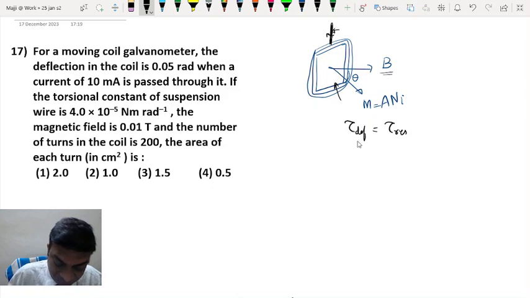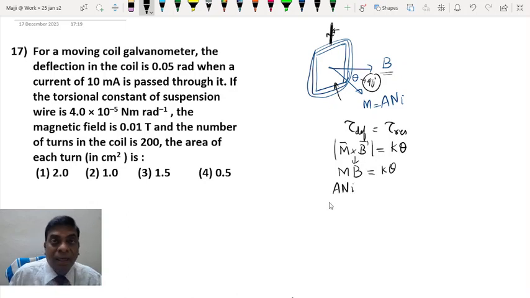So the deflecting torque is vector M cross vector B, whereas the restoring torque is k into theta, where theta is the angle of deflection. Now remember that M and B are always at right angles to each other. It is designed in such a way that they are always at right angles. So you can write M B sine 90 degrees. M is A N I, where A is the area of the coil, N is the number of turns, so that A into N is the total area, I being the current. You have this formula.